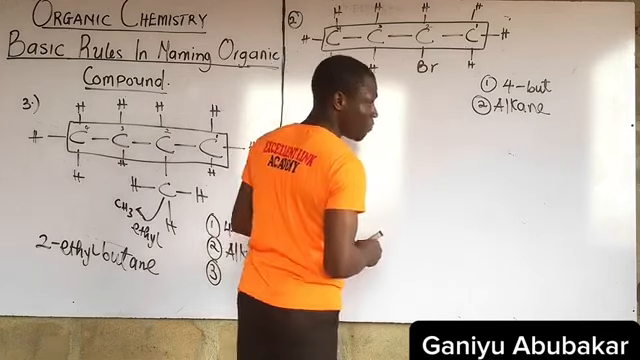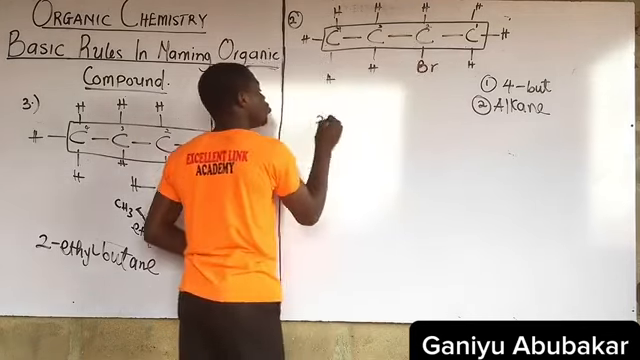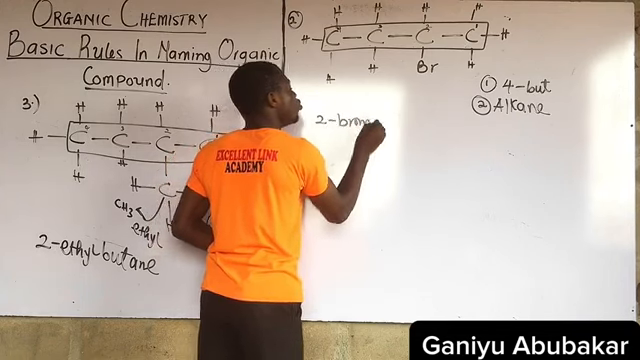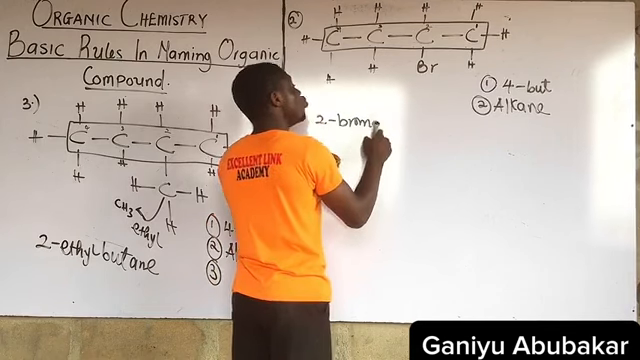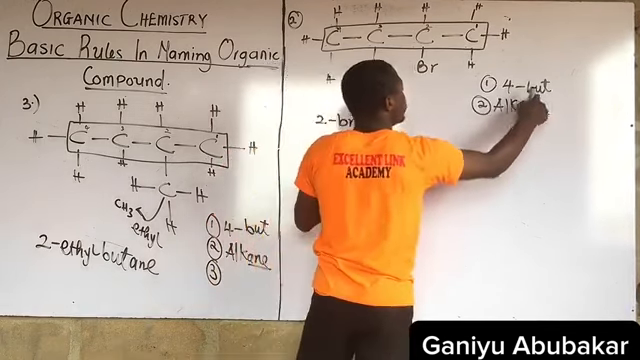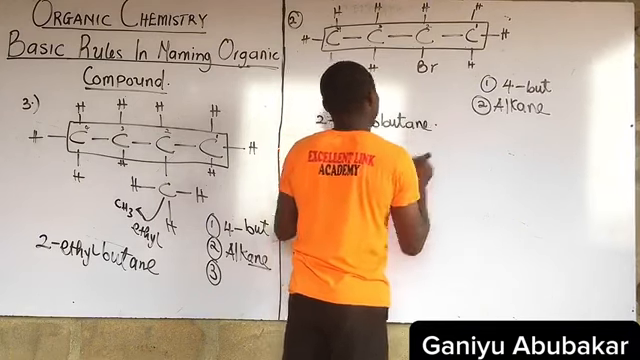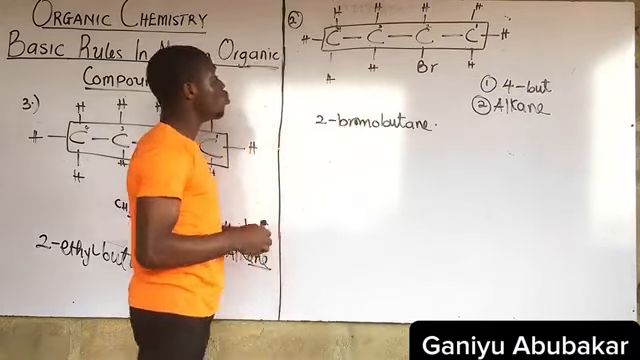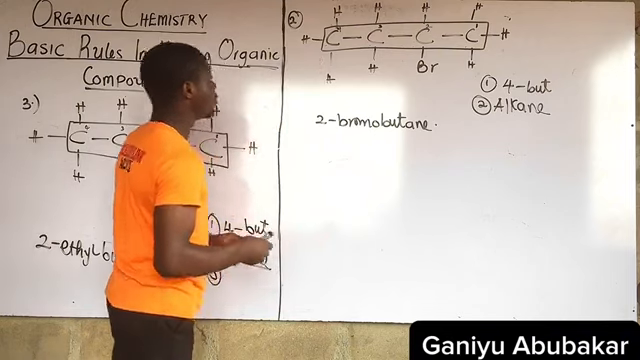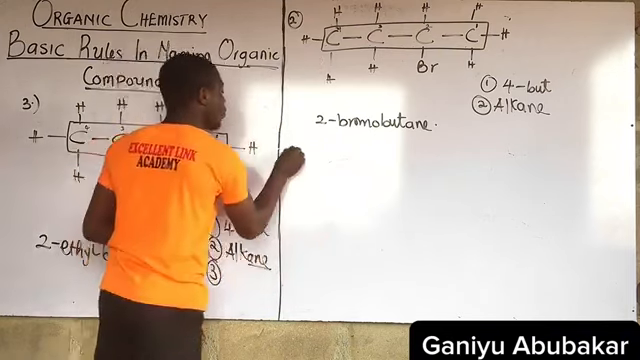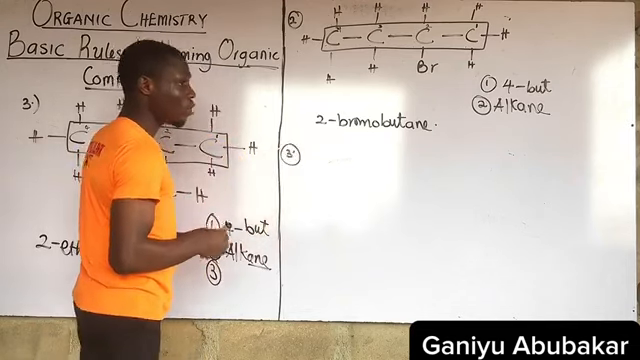We said name the substituent first. I'm having two and show the position. That becomes 2-bromo. You call bromine, call it bromo. So I have 2-bromo. Next up, butane becomes butane. This compound is called 2-bromobutane. Let's take one last organic compound and let's see how we can work them out.